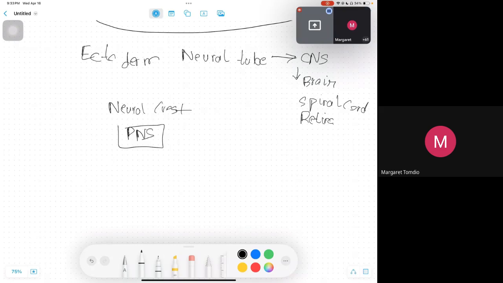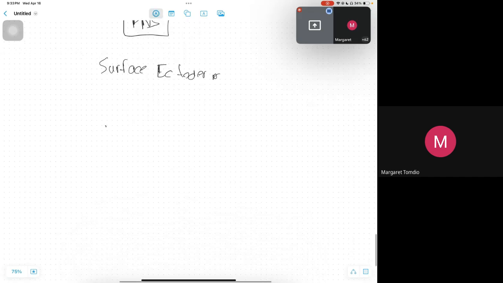Now we'll go to surface ectoderm. In surface ectoderm, mainly you need to remember that the skin and all the outer parts of the body will be formed by the surface ectoderm. That is usually enough for the surface ectoderm. And for mesoderm, just remember the things which are left behind by these two will be formed by mesoderm. So that is a very simple way to remember.